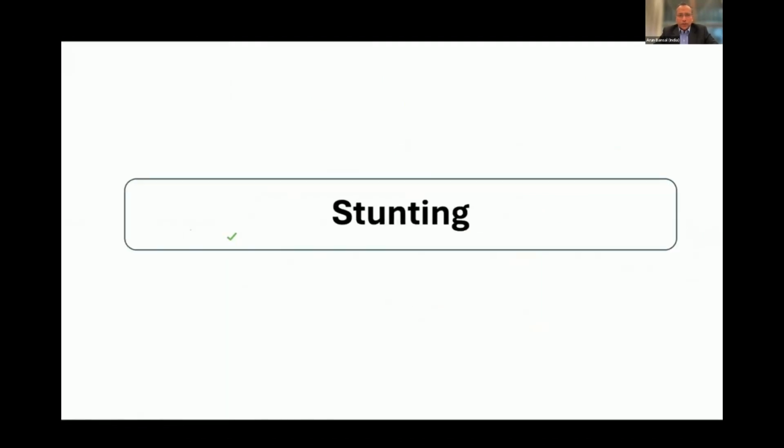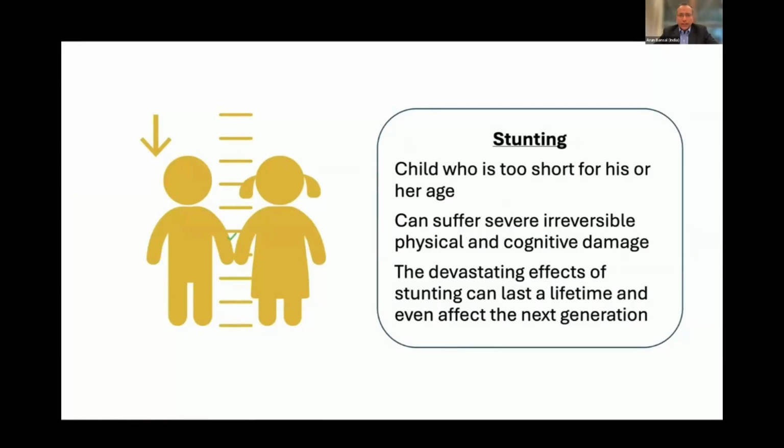If we look at what stunting is, basically it is a child who is too short for his or her age. And why is it important? Because it can cause significant irreversible physical and cognitive damage. This effect can last not only in his or her lifetime, but can also affect future generations.